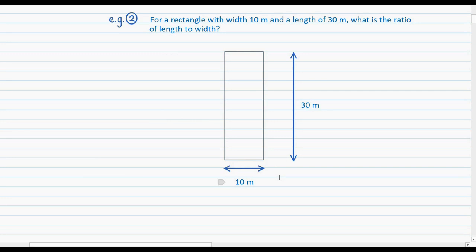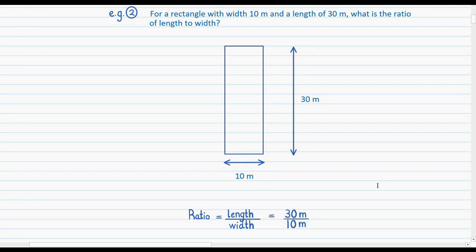For a rectangle with a width of 10 meters and a length of 30 meters, what is the ratio of length to width? So this is the rectangle in question with a width of 10 meters and a length of 30 meters. Then we need to find the ratio of length to width. So we would simply just say length of 30 meters divided by width of 10 meters, giving the ratio as 3.